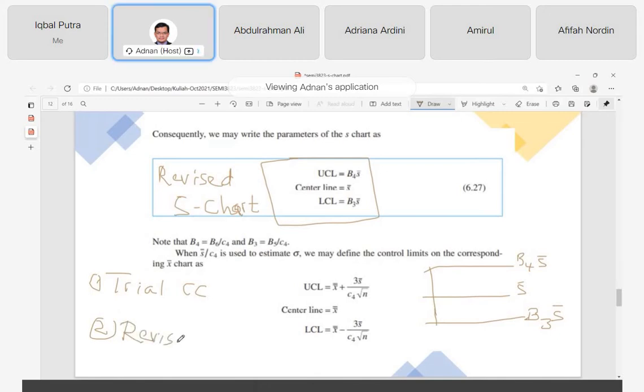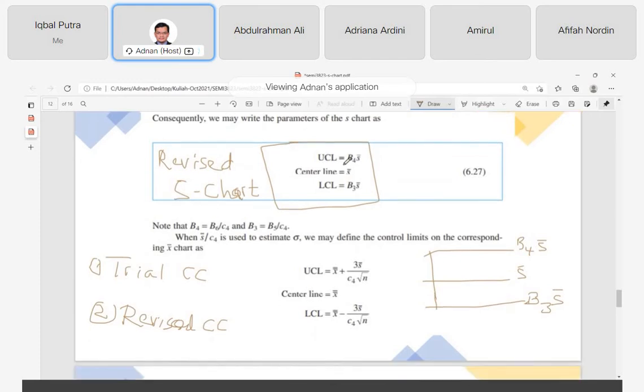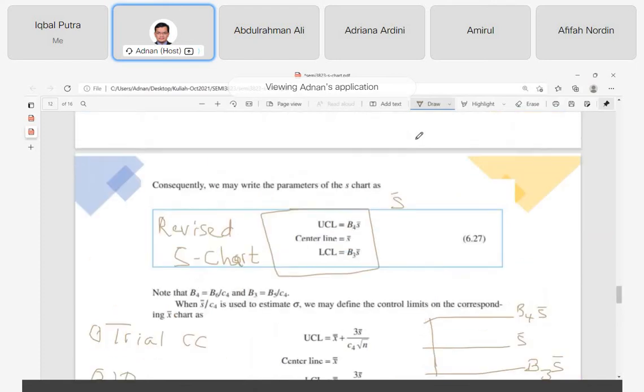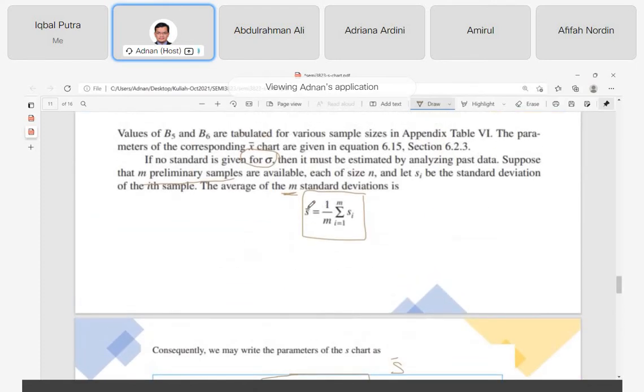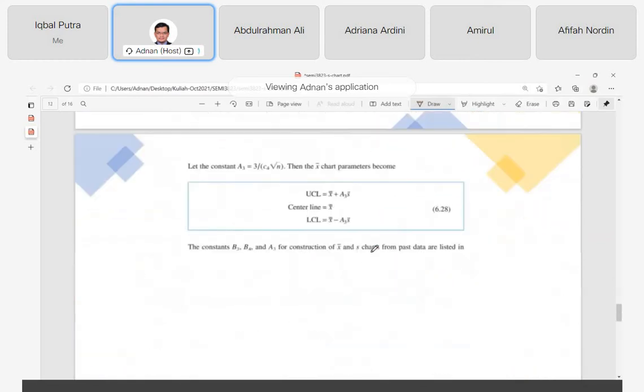The same thing also for S chart, X chart, R chart. Also going through the two phases. Phase one is trial, second phase is revise. So for the revised one, we can use this one. How to get this? The important part here is how to get S bar. S bar here is this one, where in the summation of S, we have considered removing the unstable or out of control data.